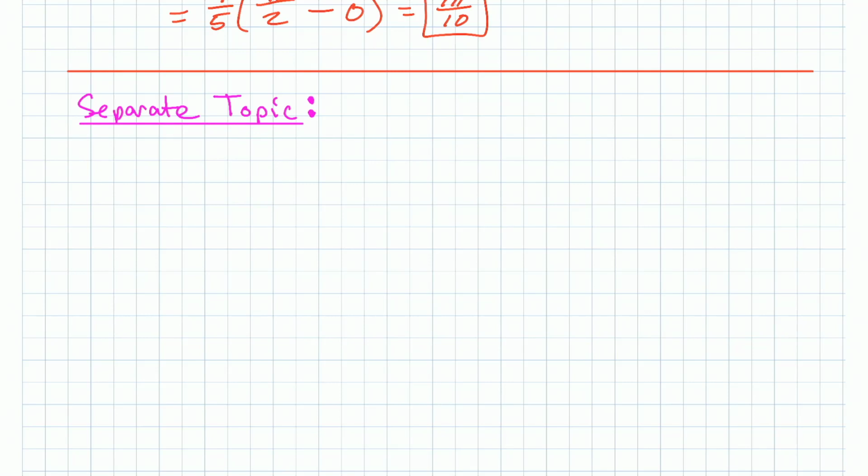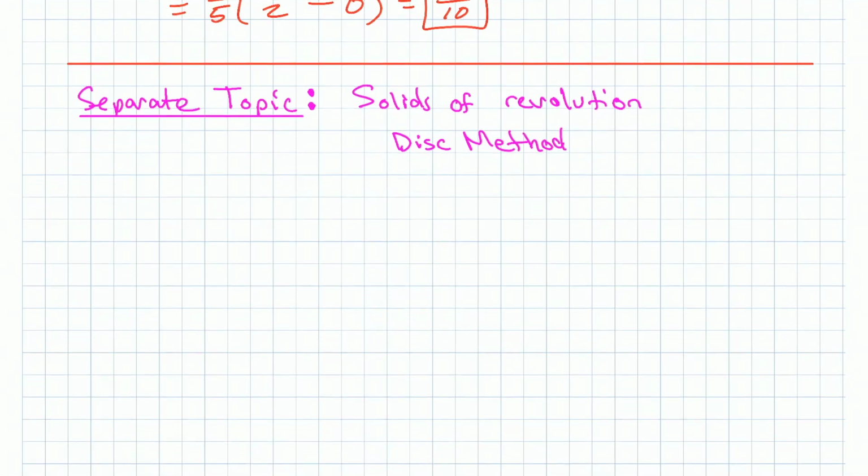All right, separate topic. What separate topic? The separate topic is going to be the very, very basics of what we call solids of revolution. I'm telling you what it is so you can look it up if you want to. Specifically, we're going to be doing the disk method. I'm not really going to go over it in too much detail, only just enough to do the homework problems.